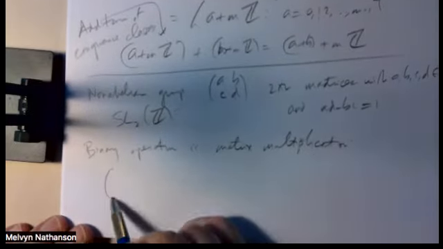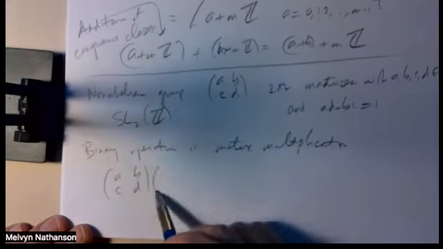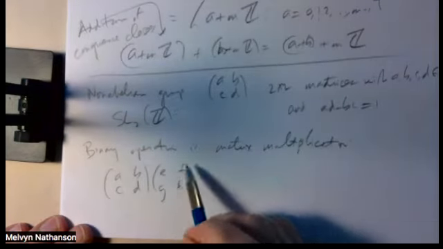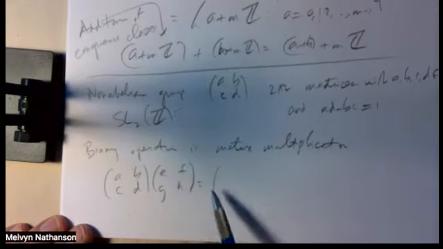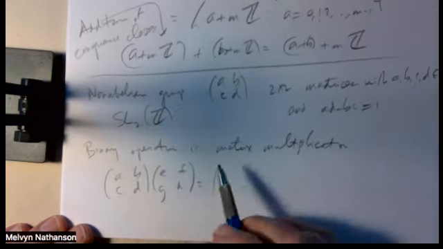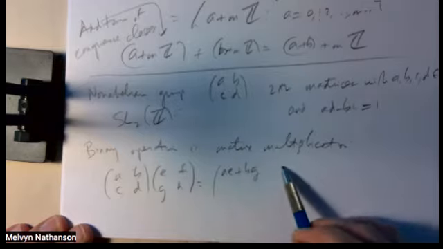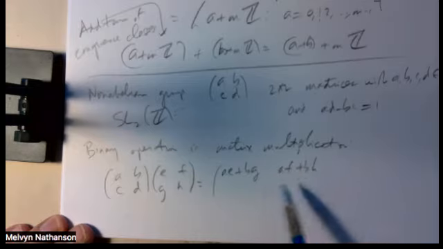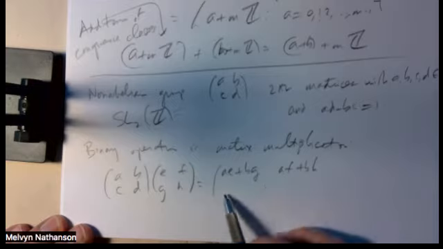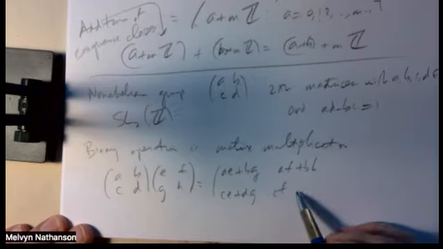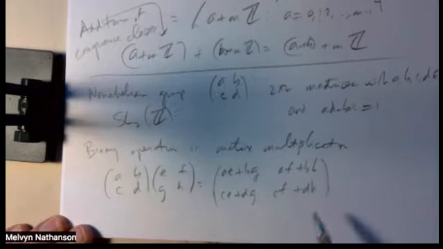So if you don't know how to multiply 2 by 2 matrices, I will tell you right now, ABCD times EFGH. So you take first row into first column, that's AE plus BG. First row into second column, AF plus BH. Second row into first column, CE plus DG. Second row into second column, CF plus DH. So this is the definition of matrix multiplication. You have 2 matrices, this is the product.